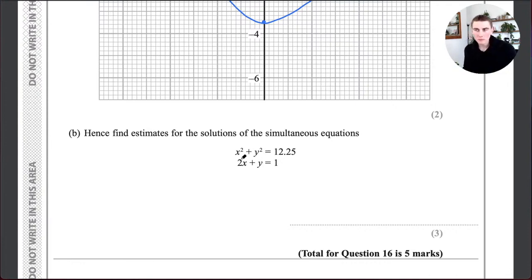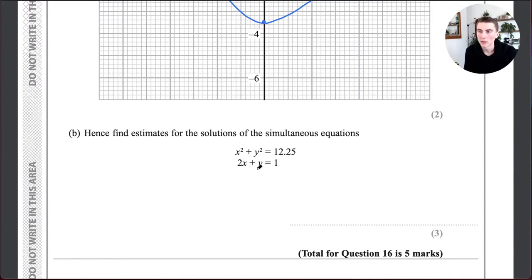So with simultaneous equations, you can solve them algebraically, just working them out. But this says "hence find." And whenever they use the word hence, they're basically telling you to use what you've just done. So don't just start off and do it from scratch. Use your previous part of the question. Because we've already drawn this line, all we have to do is draw this line here, plot it, and see where the two lines meet.